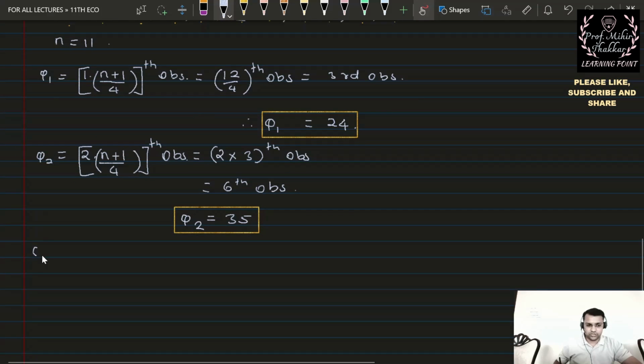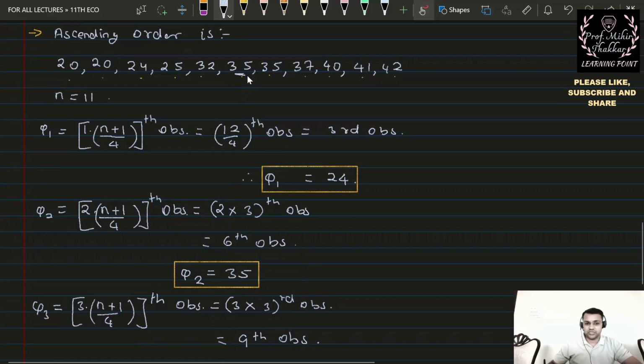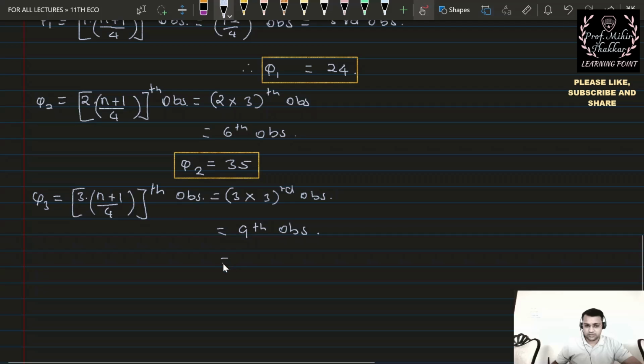Next, the Q3 value: 3 into (n plus 1) upon 4th observation. It is very important for us to write the formula always. So 3 into third observation, if you do, it comes out to be the ninth observation, my friends. So the ninth observation is the sixth, seventh, eighth, and the ninth one, which is 40. So your answer for Q3 is ready and it is equal to 40.